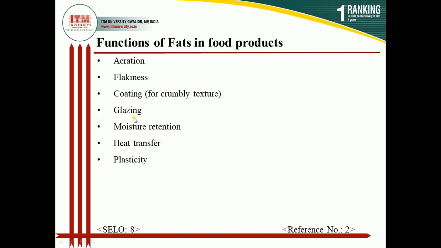These are the basic functions of fats in food products. The first one is aeration, second is flakiness, third is coating for crumbly texture, fourth is glazing, fifth is moisture retention, next is heat transfer, next is plasticity. So let's start one by one.